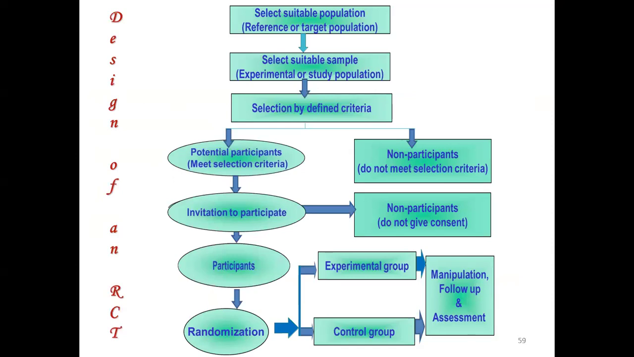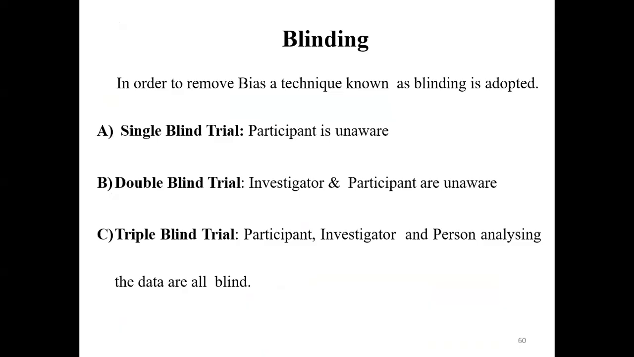So this is the study design for the randomized control trial, that firstly we have to select a suitable population from which we will select the experimental or the study population defined by the specific criteria, in which we have the participants. We will randomize them into two groups, the experimental group and control group, after which the manipulation or intervention will be given to the participants. Then a follow-up of the participants will be done, and then the assessment of the outcome to get the results.